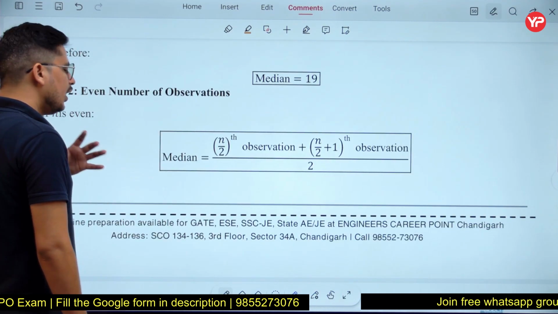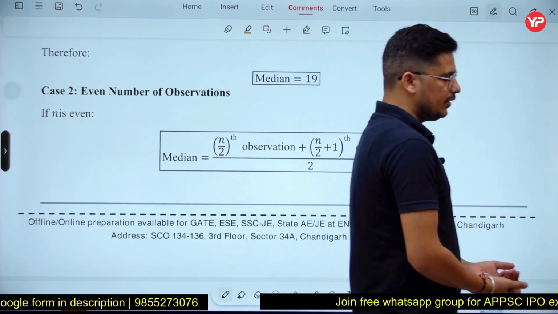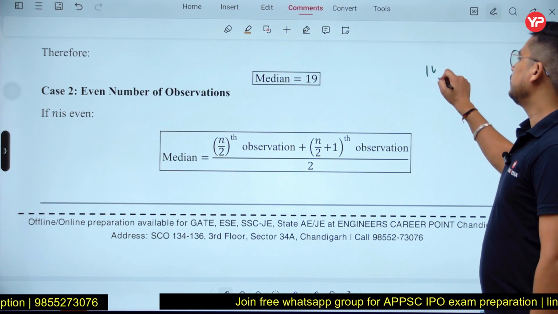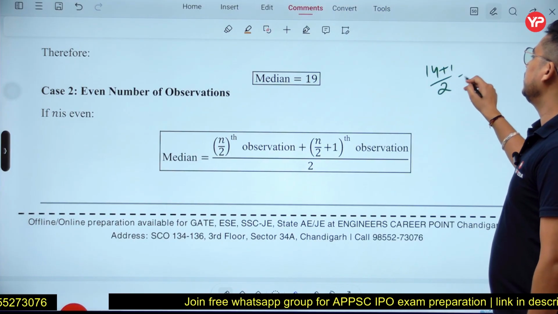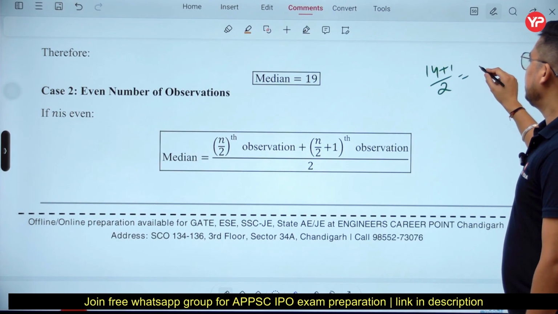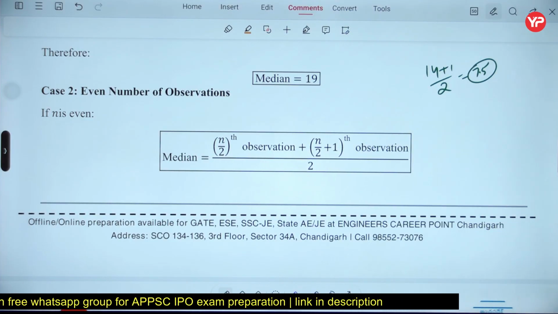Now another case you will observe: if there is an even number of observations, let us take 14. If you do 14 plus 1 divided by 2, how much will that give you? That will give you 7.5. 7.5 is not a whole number.